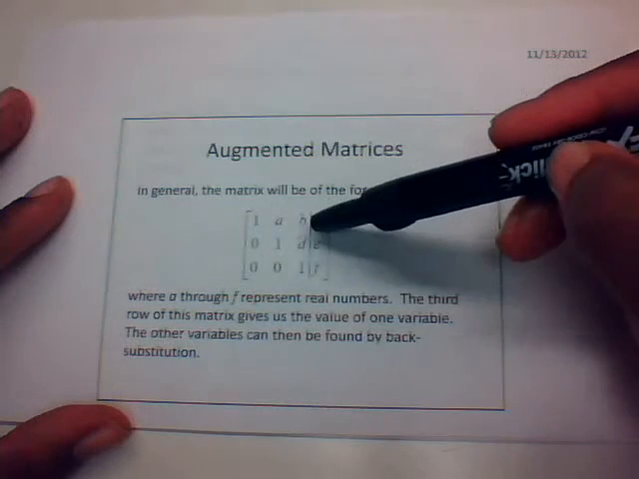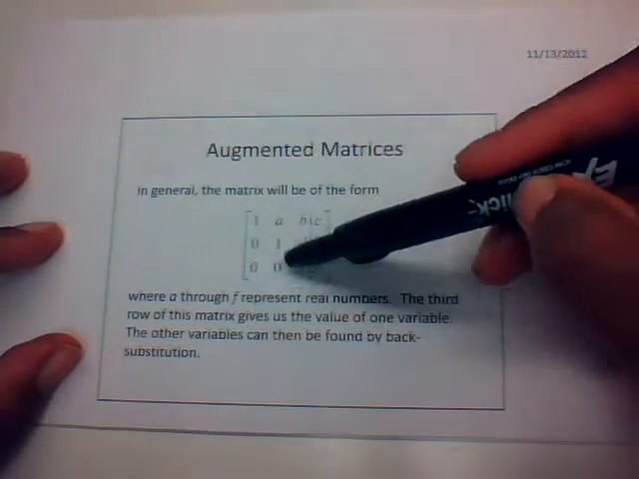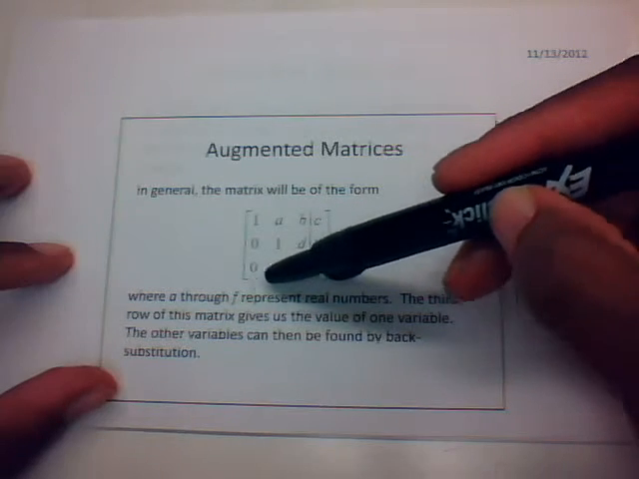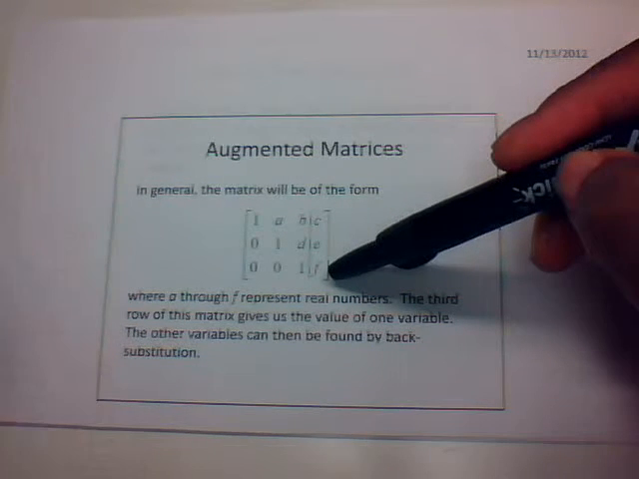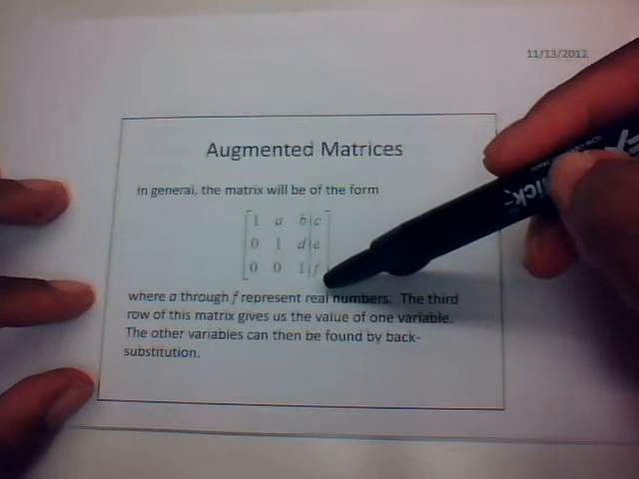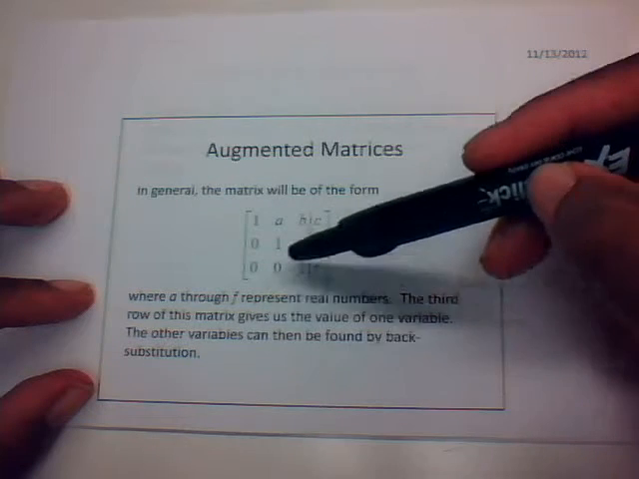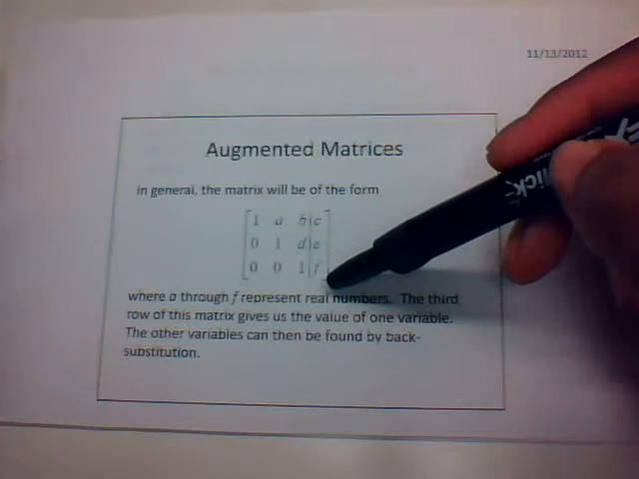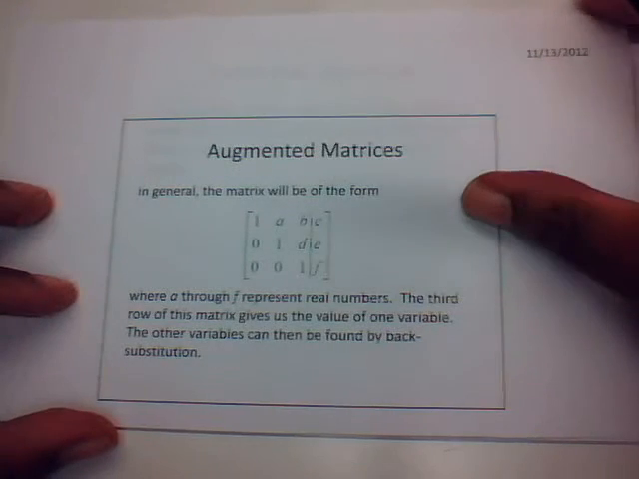And in this case here, A, B, C, D, E, and F, those are real numbers. And when we write it in this way, where we have ones along the main diagonal and zeros below the ones, the third row gives us a value in one variable, usually the z value, because the first column is your x's, the second column is the coefficients of y's, the third column is the coefficient of z. And usually in the third row, z will be equal to some numerical value. For y and x, we can find out what those are by using what they call back substitution.